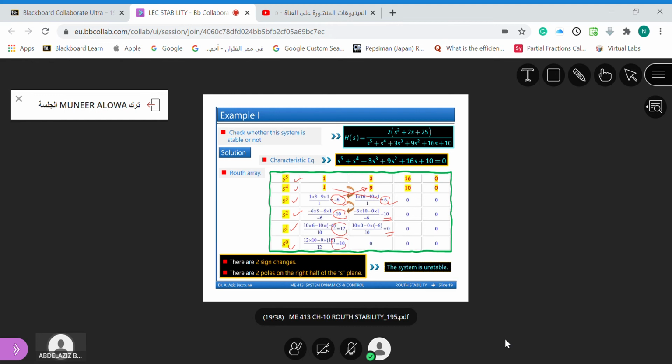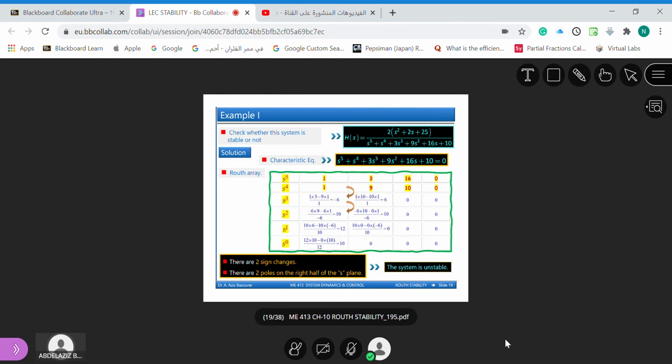Now, as you can see, we are interested in the sign only. حتى الرقم في حد ذاته, we don't care about it. حتى الرقم, now we are interested in the sign. If there is a sign change, this means that the system is unstable. So from here to here, there is one sign change.